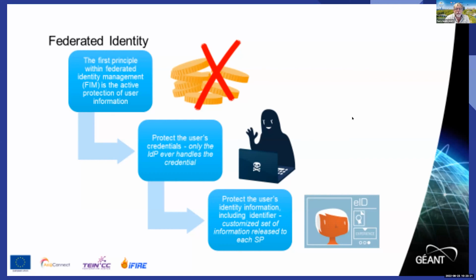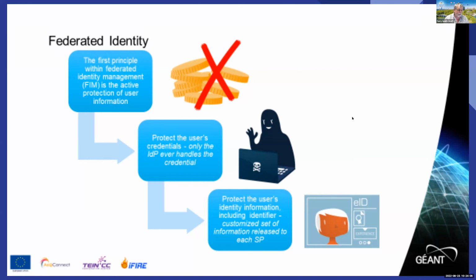Protect the user's credentials, so only the identity provider ever handles the credentials. They never go through the service provider, so they're never actually going to be easily stolen by a rogue service provider because they never actually see them. Protection of users' identity information, including their identifiers. So for federations, the attribute release policies are very restrictive, particularly to the point of only allowing attributes for the use of that service that actually makes sense.